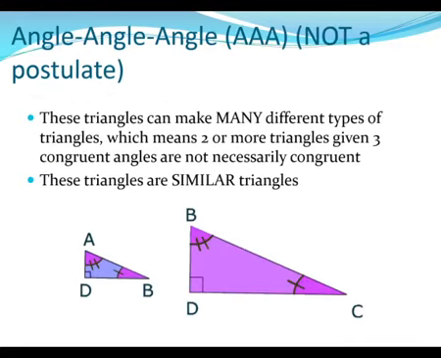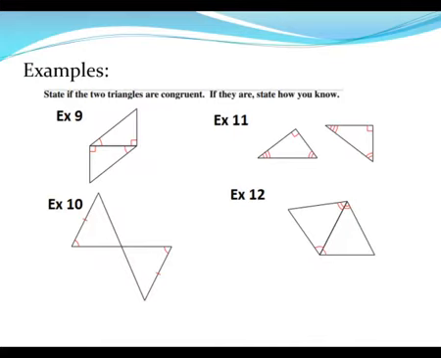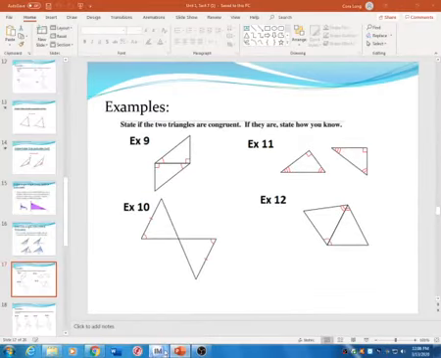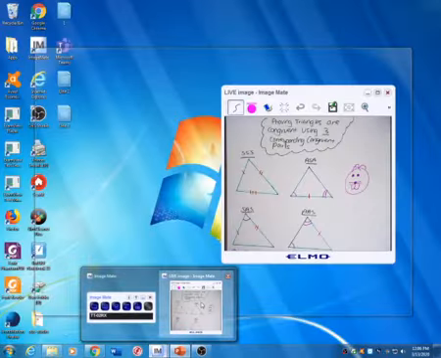Not allowed. Okay, so now examples 9 through 12 are very similar to examples 1 through 4, except this time we're trying to show the triangles are congruent by ASA and AAS. We're trying to use our two new shortcuts to prove triangles are congruent. Okay, you guys, let's get going on example 9. I'm super excited.